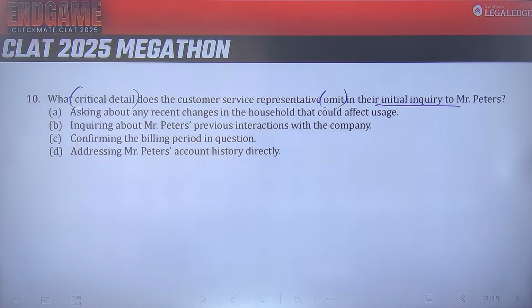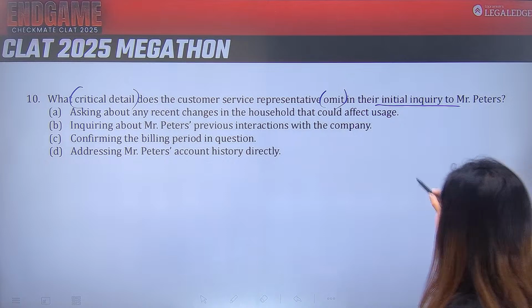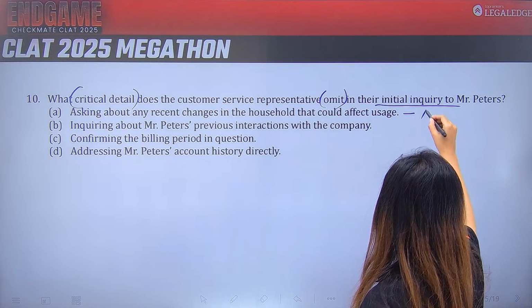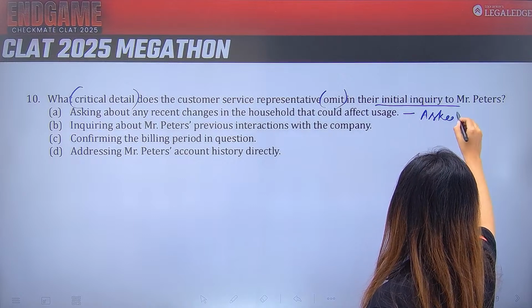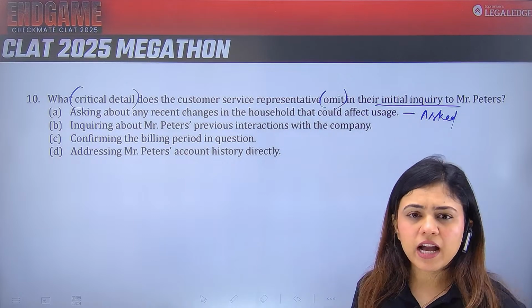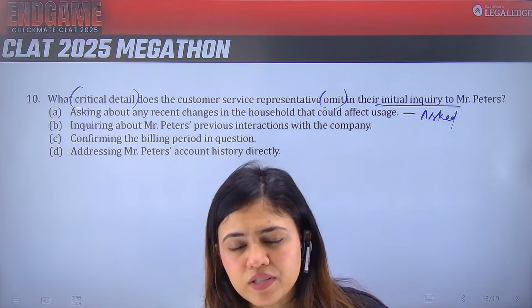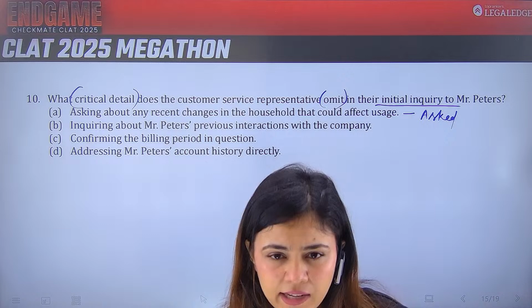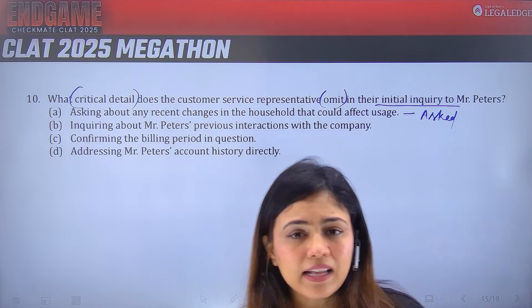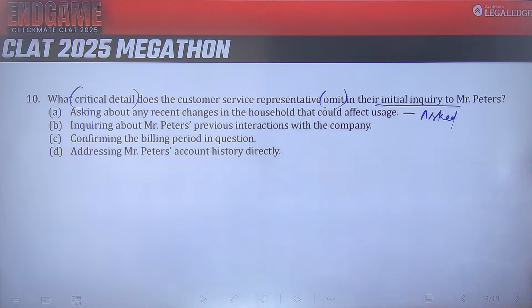देखो इसमें दो options तो बहुत easily eliminate हो गए होंगे. The first one is option A, asking about any recent changes in the household. क्योंकि this is something which was asked by the representative कि क्या आपने अपने consumption patterns में कुछ change किया है कि suddenly you've started using maybe another AC, another appliance and that's the reason you have seen this irregularity. तो ये तो question उन्होंने पूछा ही था representative ने.